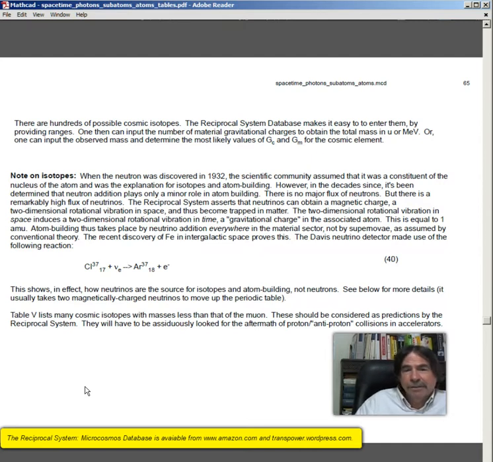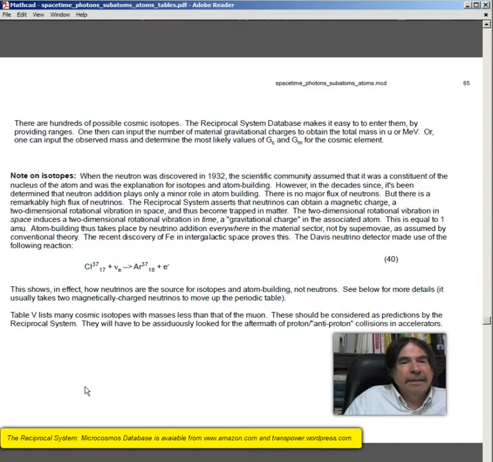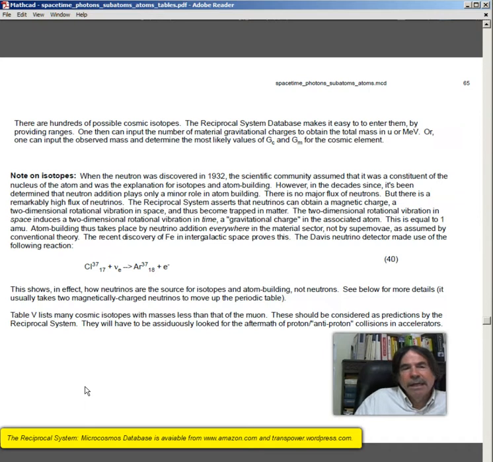The Reciprocal System asserts that neutrinos can obtain a magnetic charge, a two-dimensional rotational vibration in space, and thus become trapped in matter. A two-dimensional rotational vibration in space induces a two-dimensional rotational vibration in time, a "gravitational charge," in the associated atom. This is equal to 1 AMU. Atom building thus takes place by neutrino addition everywhere in the material sector, not by supernovae as assumed by conventional theory. The recent discovery of iron in intergalactic space proves this.